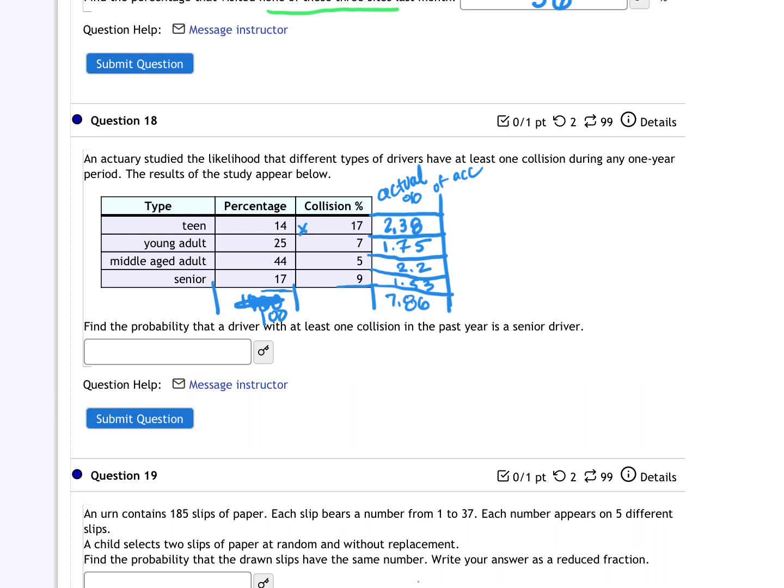It's pretty easy. Find the probability driver with at least one collision. That's out of this group right here. It's the actual accident table here. In the last year as a senior driver. So there's 1.3% seniors out of 7.86, and that's the answer that they're looking for.